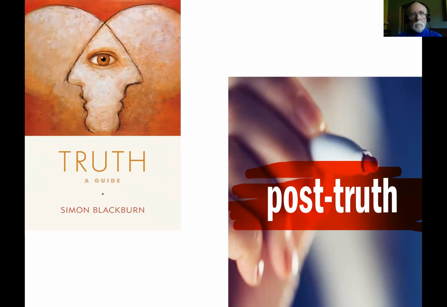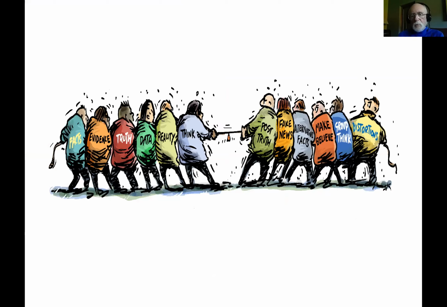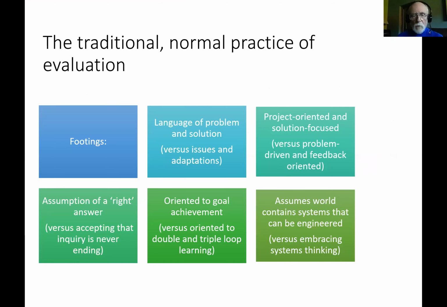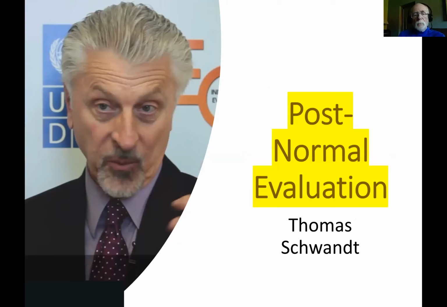The conceptualization of truth versus a post-truth world. The struggle between facts, evidence, truth, data, reality, and thinking versus post-truth, fake news, alternative facts, make-believe, groupthink, and distortions, part of our political polarization. The traditional normal practice of evaluation, which involves logic models, having a project focus, SMART goals, is up against a post-normal evaluation in which we're dealing with complexity and dynamic changes and rapid responses.